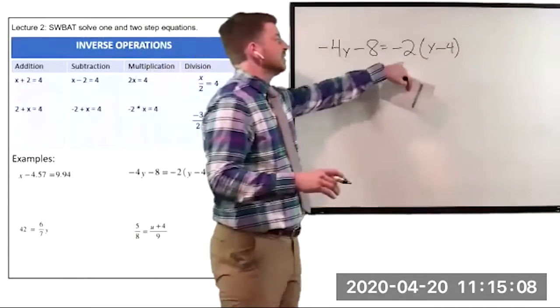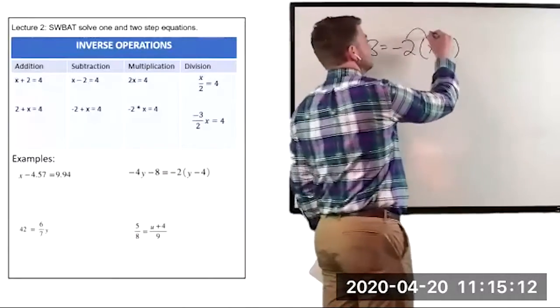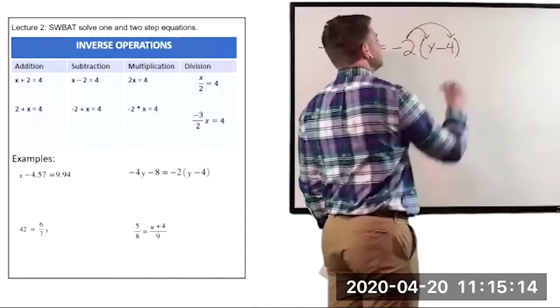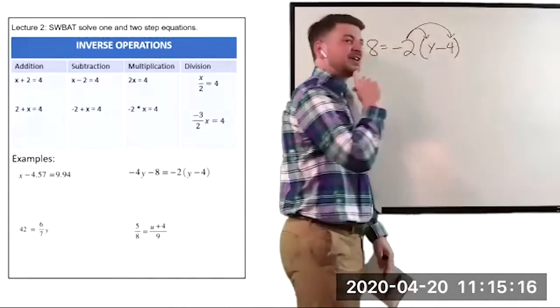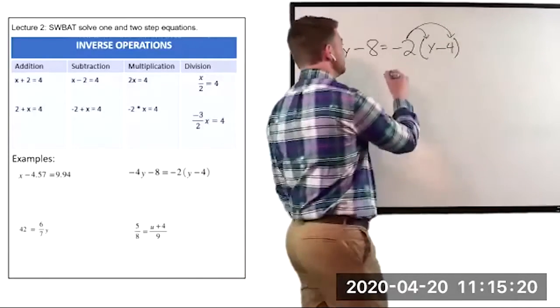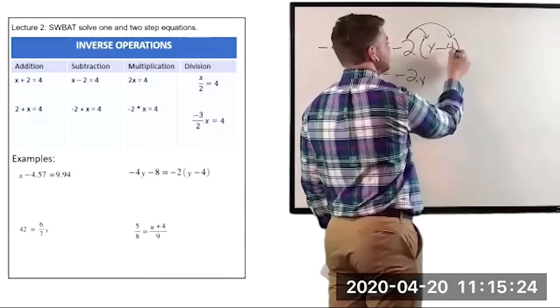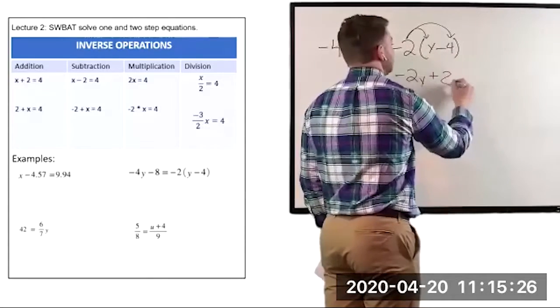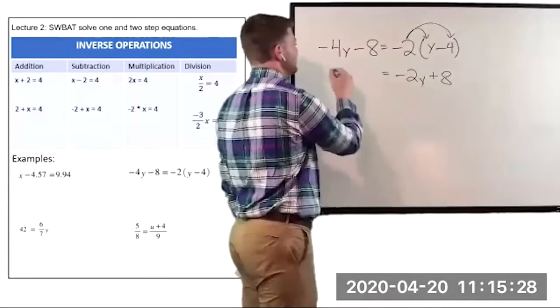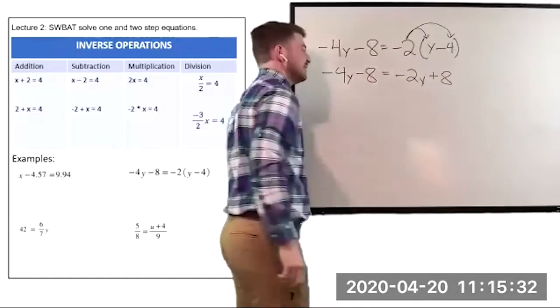So in this case here, we have a -2 times y minus 4. We're going to distribute this first. And the reason we want to do that is so that we can figure out if we can combine some like terms, where those terms are. So this will leave us -2y, -2 times -4 is a +8. On this side, we still have -4y minus 8.